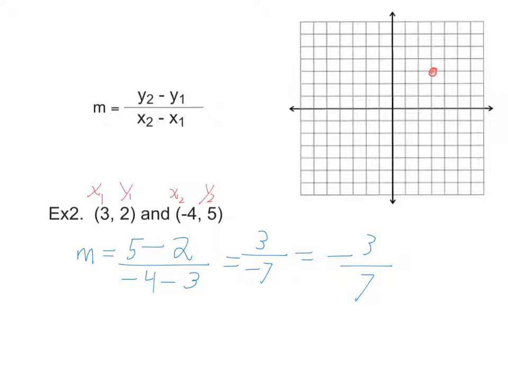Here are the points that we just talked about, 3, 2, and here's the point negative 4, 5. You notice a big difference about this line. If you're reading it like a book from left to right, this one actually falls as you move to the right. That's because of this negative sign here. So lines that have a negative slope will actually fall from left to right.